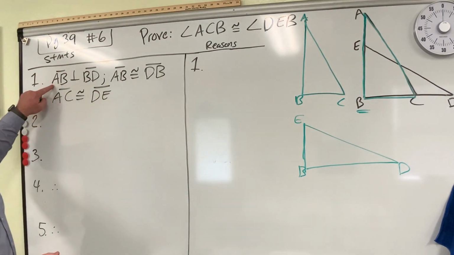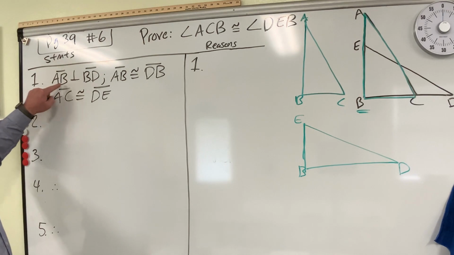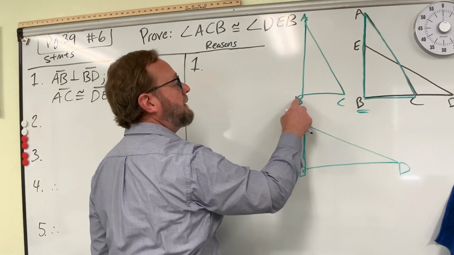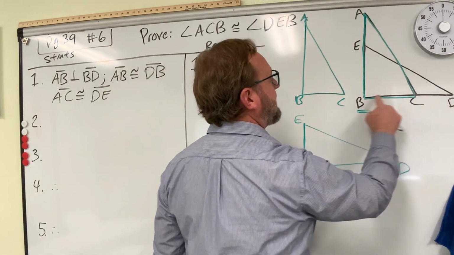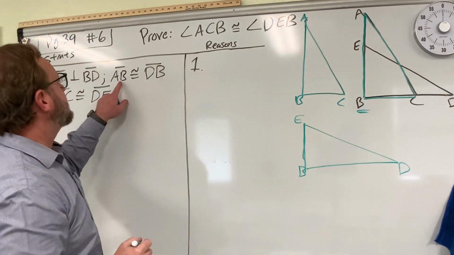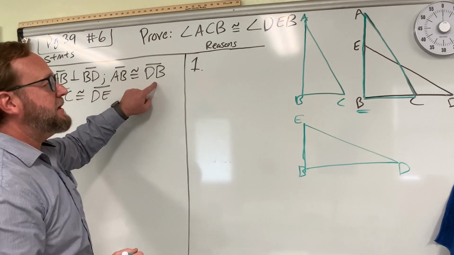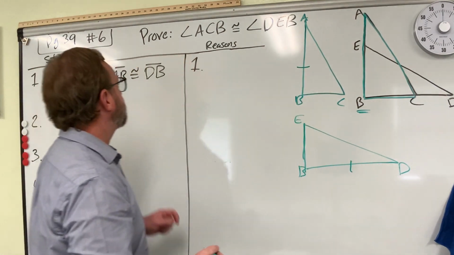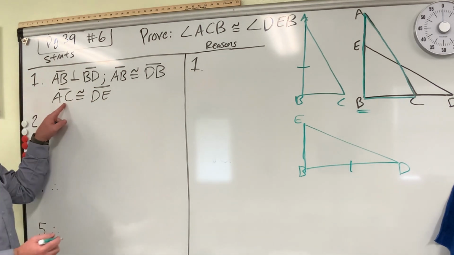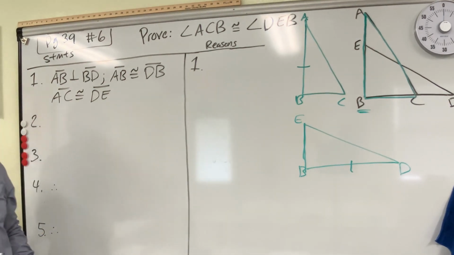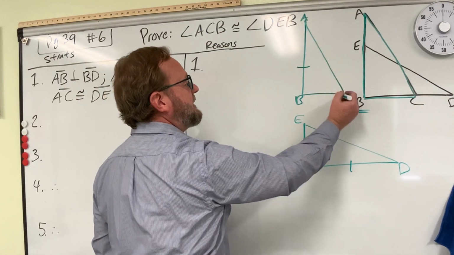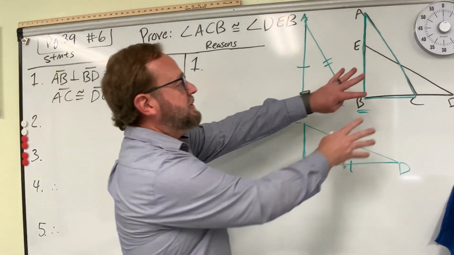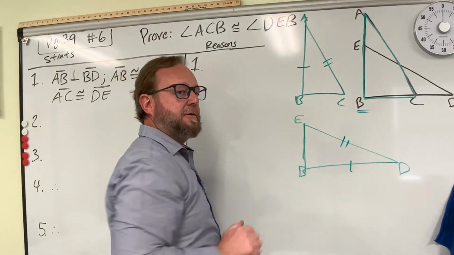What we were given is AB perpendicular to BD, right there. We're also given that AB is congruent to DB, and that we can go ahead and mark. We've also been given that AC is congruent to DE. We can mark that. Always mark your drawings. So redraw these triangles, separate them out, and then mark the congruent sides.